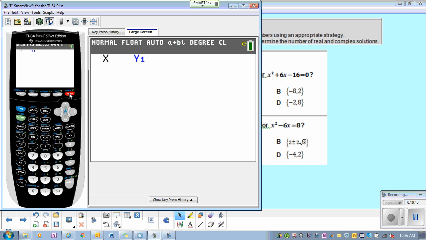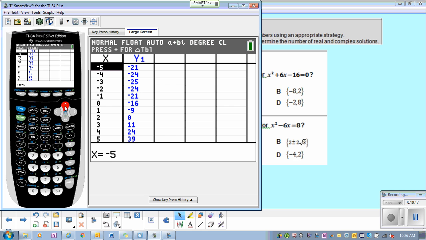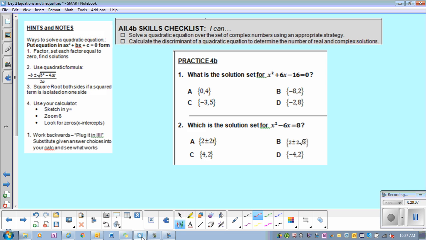Go to second graph. Go to -8. Does it have a 0 for the y? Yep. Yeah. And then go to 2. It just hit it. All right, 2, 0, right? So negative 8 and 2 are the solutions here. Good.